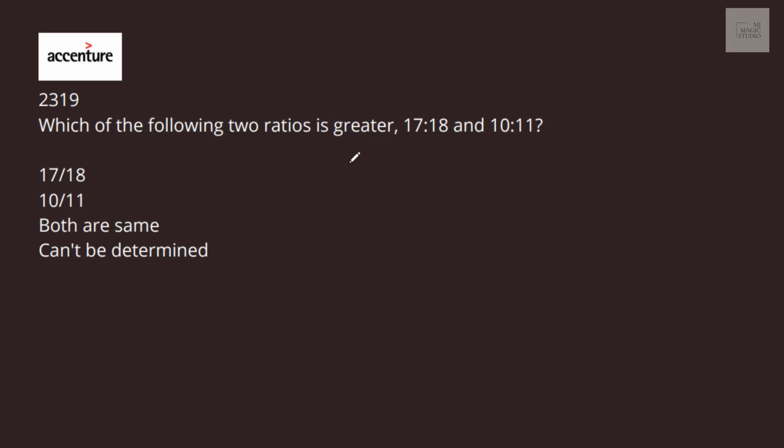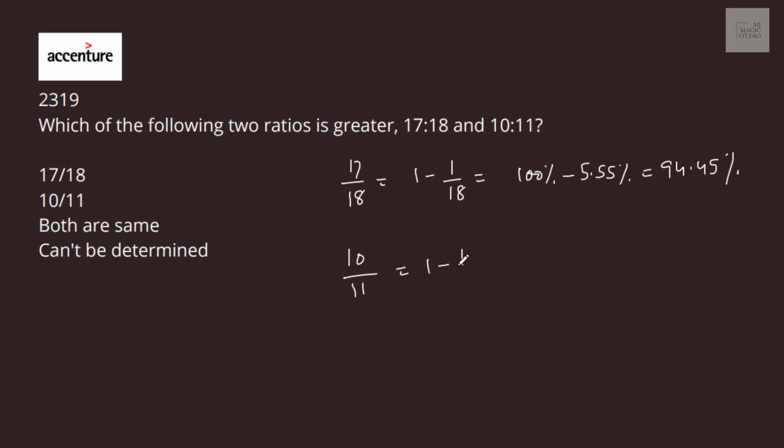Which of the following two ratios is greater? 17 by 18 can be written as 1 minus 1 by 18. That is 100% minus 1 by 18, which is 5.55%. That would be 94.45% if we convert 17 by 18 without using a calculator. I am doing so. 10 by 11 is 1 minus 1 by 11. That is 100% minus 1 by 11, which is 9.09%. So that would be 90.91 percent.